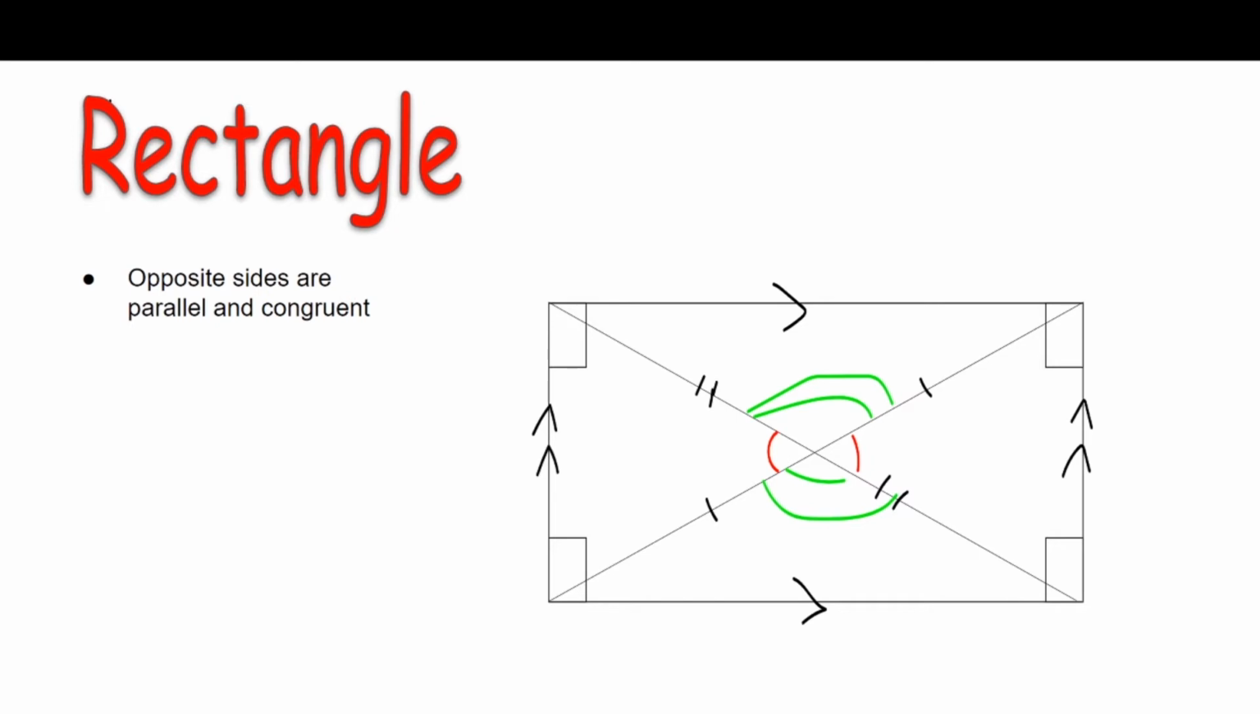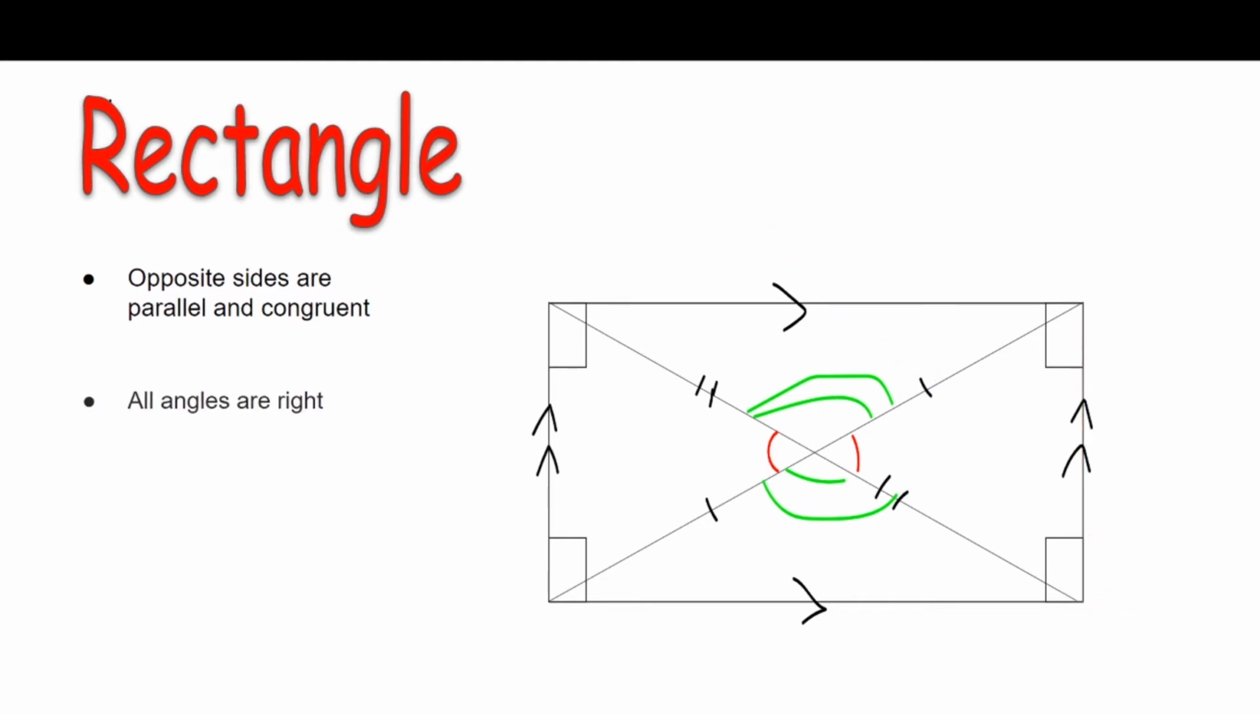First, opposite sides are parallel and congruent, as you can see. So opposite sides, so this side and this side are both parallel and they have the same length, and the left and right side are both parallel and the same length.